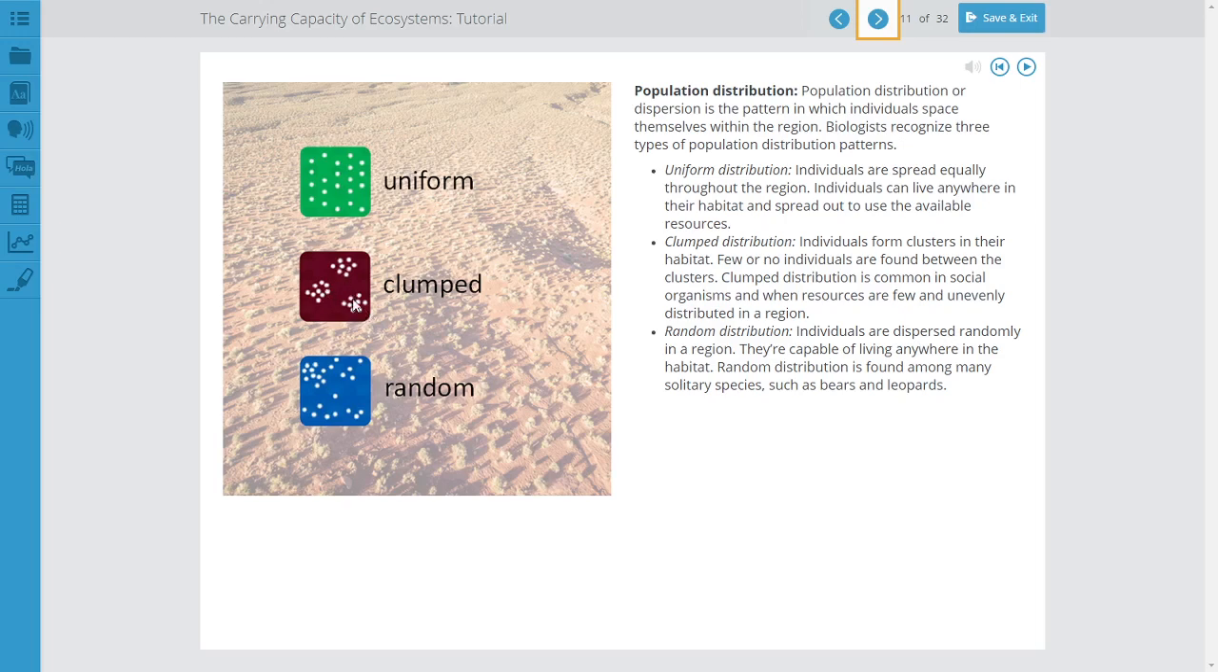Animals do this, plants do this, bacteria do this, lots of organisms do this. And in uniform distribution, the resources that they need tend to be everywhere, so there's nothing really keeping them from spreading everywhere.